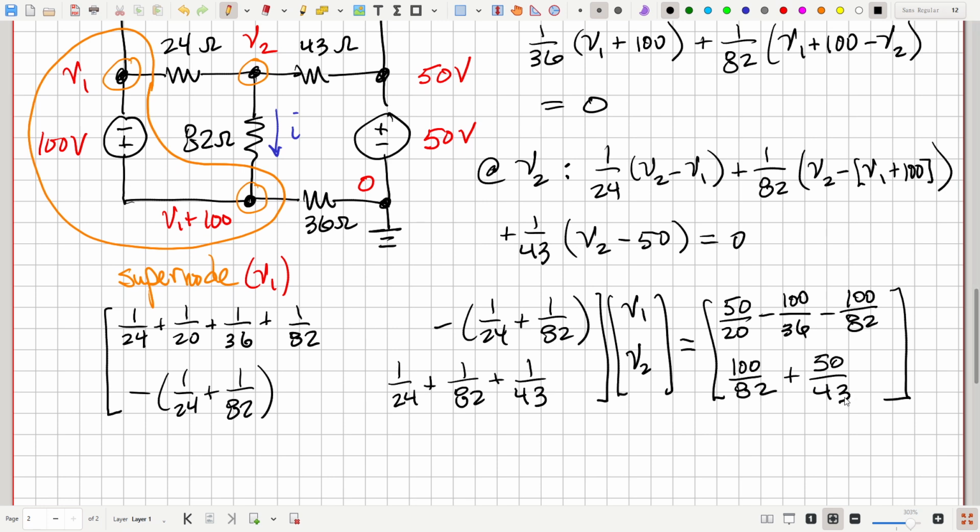And there's your equation. Solve that for V1 and V2. Then you could find that I would be V2 minus the quantity V1 plus 100, so V2 minus the quantity V1 plus 100, over the resistance of 82 ohms. And that would be your answer.